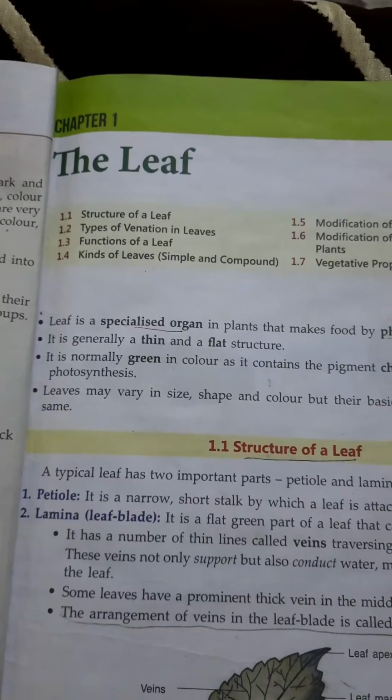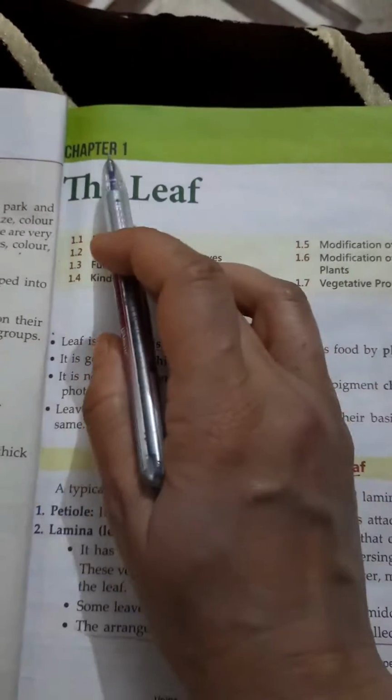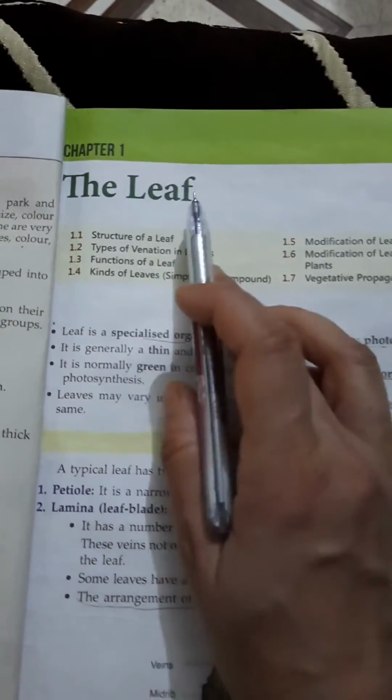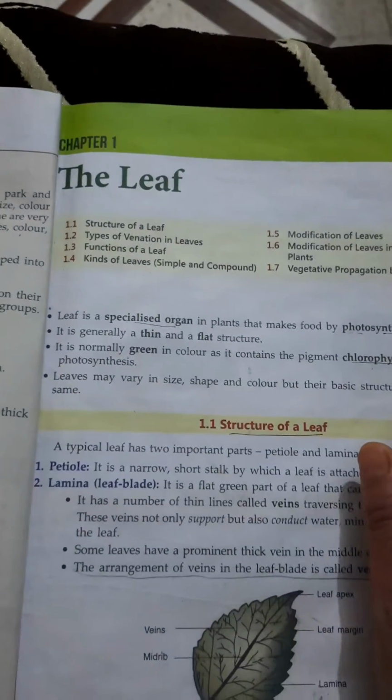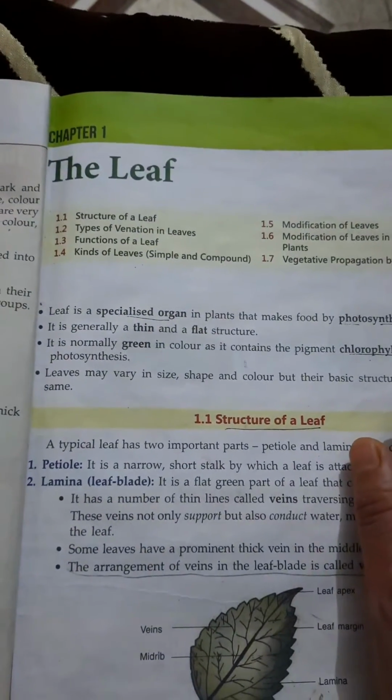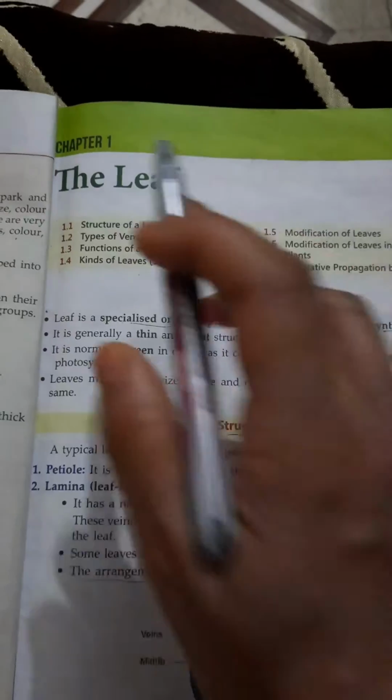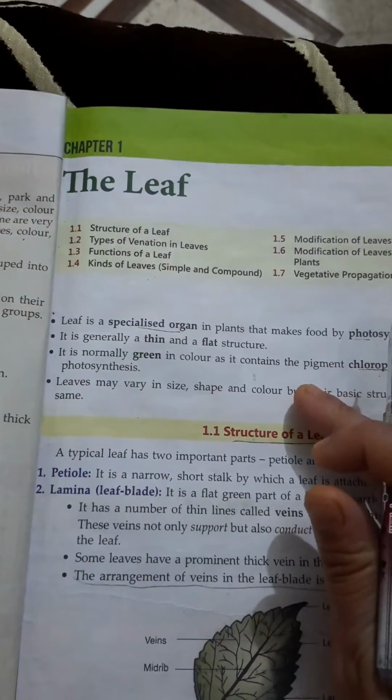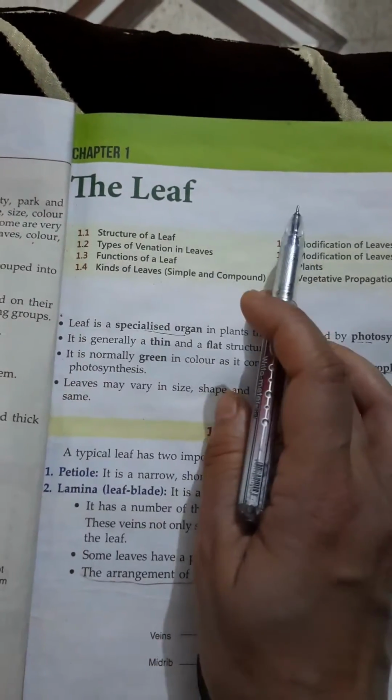Good morning, students. Today I am going to teach you chapter number 1 of biology, that is the leaf. Students, you know that you have two chapters in your biology unit test first, that is the leaf and the flower. So today I am going to teach you about the leaf.